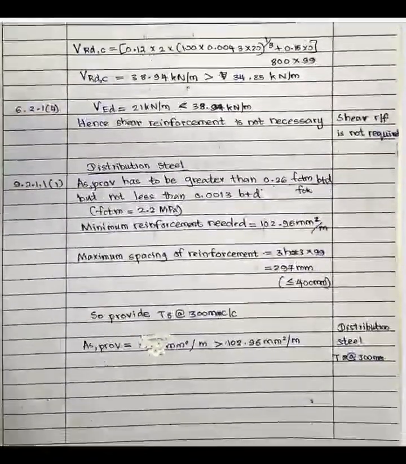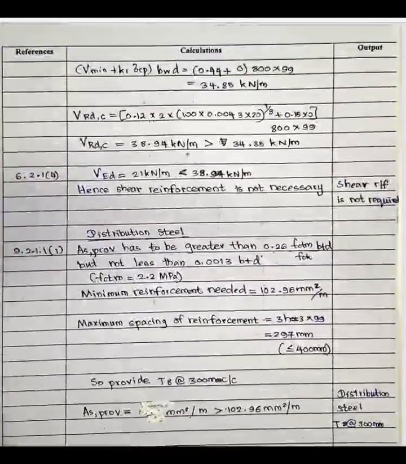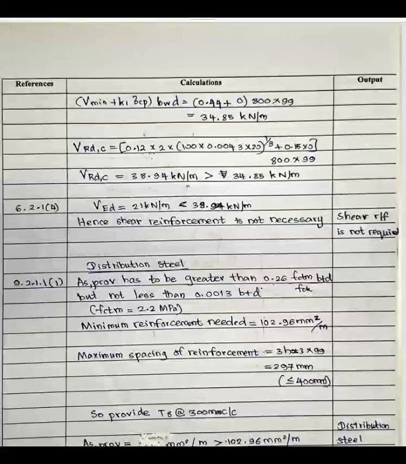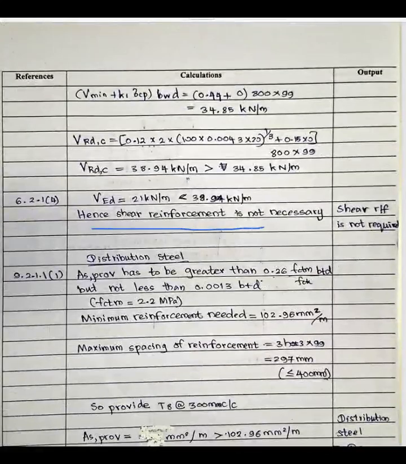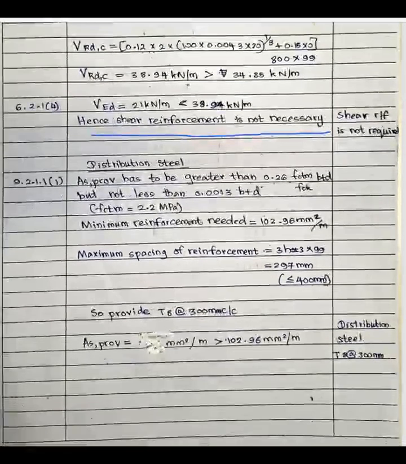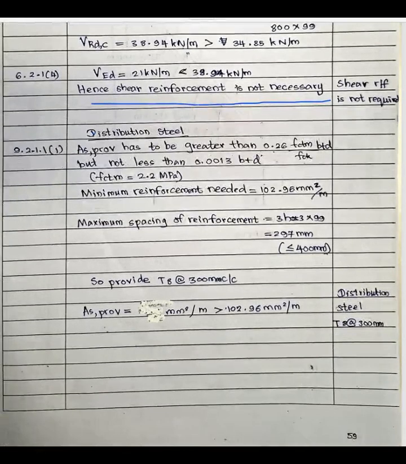After that, we can say shear reinforcement is not necessary. So for the staircase, there is no need to put shear reinforcement. Only for the beam and column do we want to provide the shear reinforcement. After that, we want to design the distribution steel. We finished the main bar design. After that, the distribution steel.